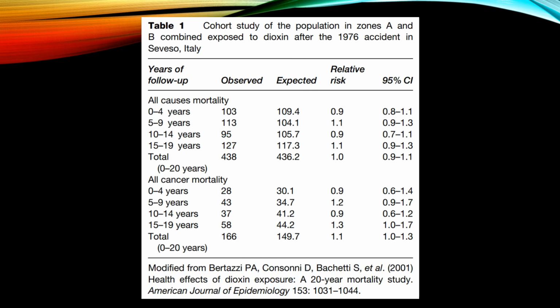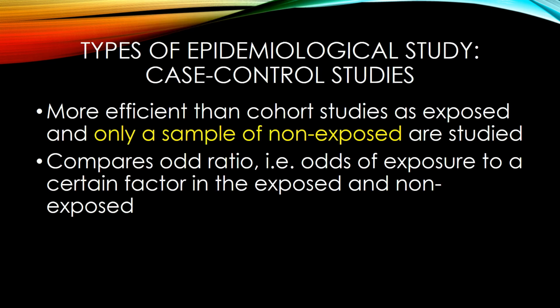This table here shows the cohort study about an environmental health issue in 1976. Okay. Besides cohort studies, you have case control studies. They are considered to be more efficient than cohort studies because only a sample of non-exposed are studied.